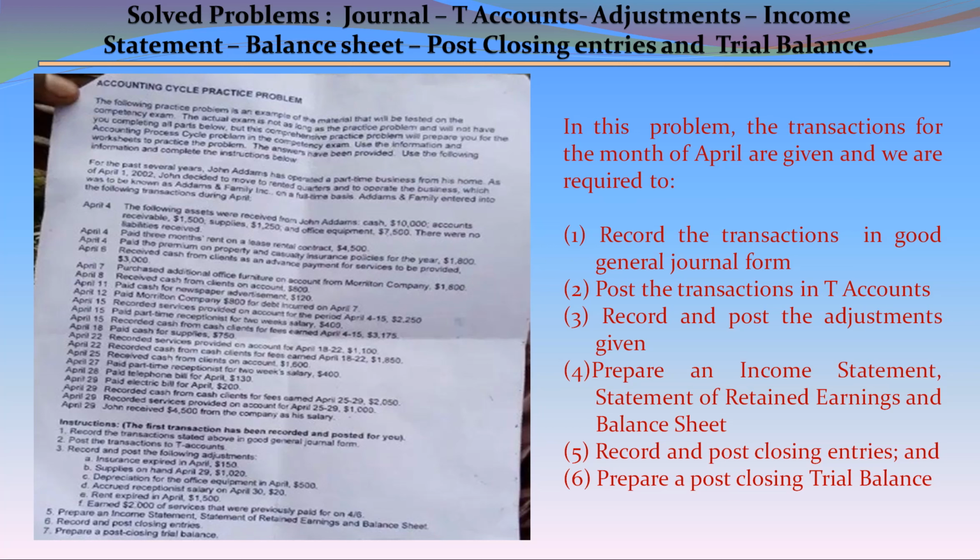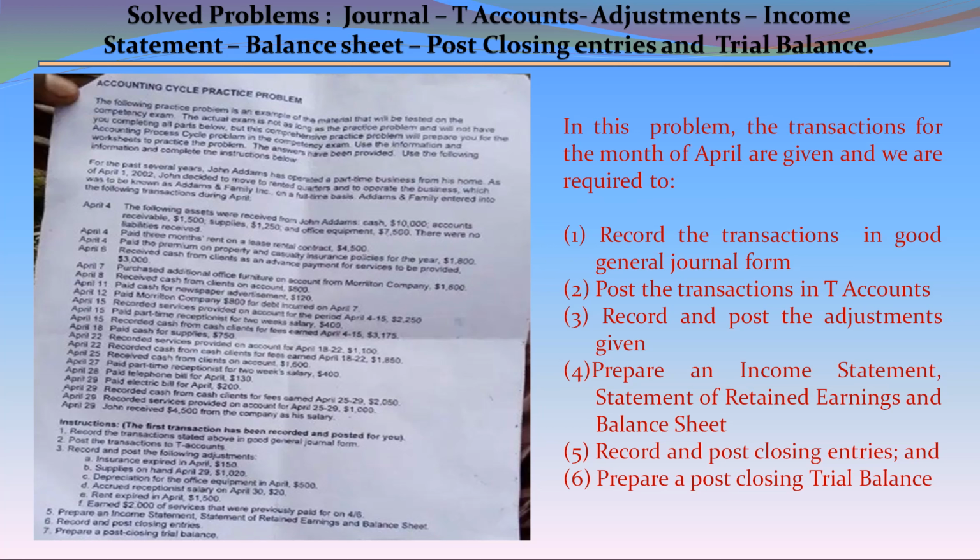April 15. Recorded services provided on account for the period April 4 to 15, 2,250. April 15. Paid part-time receptionist for 2 weeks' salary, 400. April 15. Recorded cash from cash clients for fees earned April 4 to 15, 3,175. April 18. Paid cash for supplies, 750. April 22. Recorded services provided on account from April 18 to 22, 1,100. April 22. Recorded cash from cash clients for fees earned April 18 to 22, 1,850.